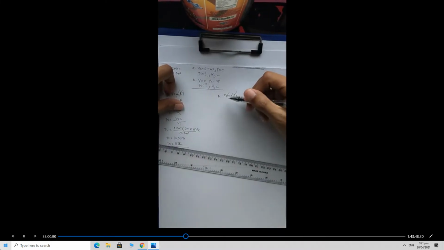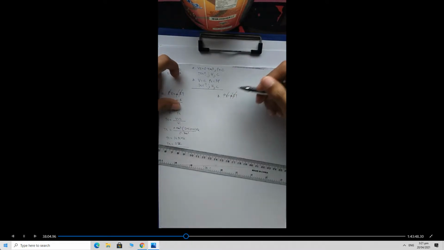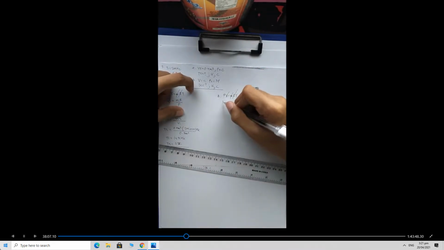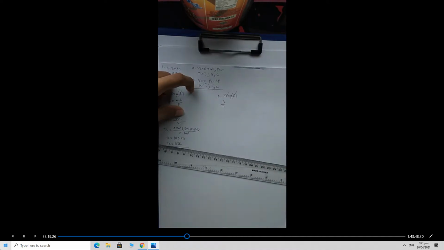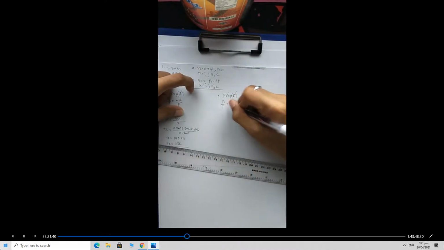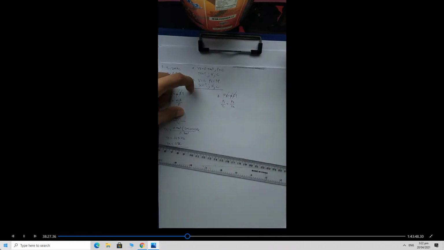So since we are only dealing with sulfur dioxide, our formula now will transform into pressure 1 over temperature 1. Since we are going to transpose, we are going to put temperature 1 at the left side, so we need to divide both sides by temperature. So our formula now becomes pressure 2 over temperature 2 equals pressure 1 over temperature 1.